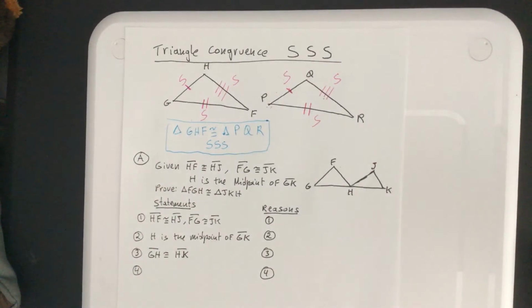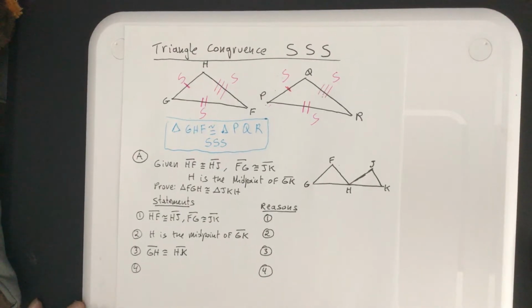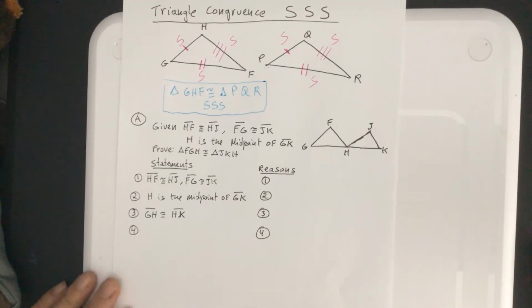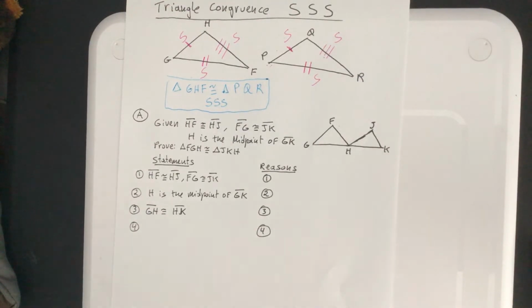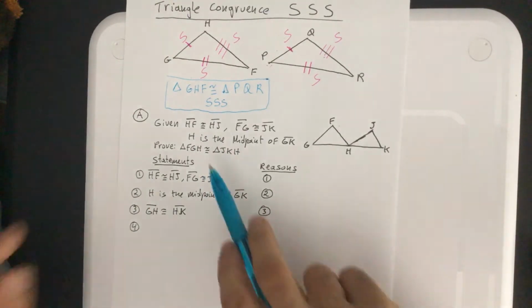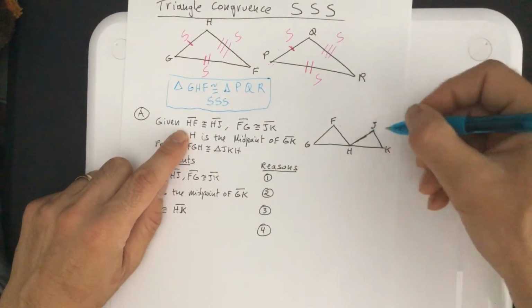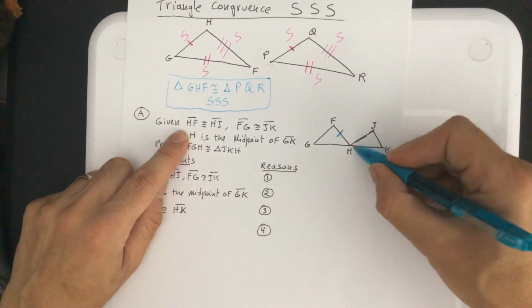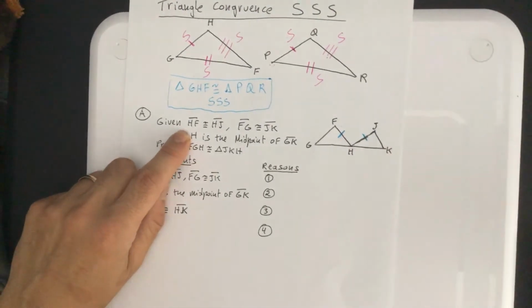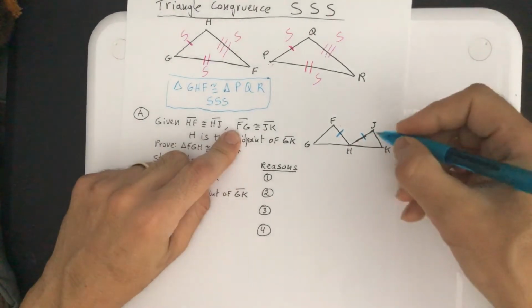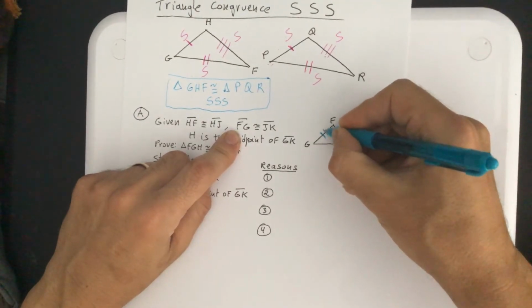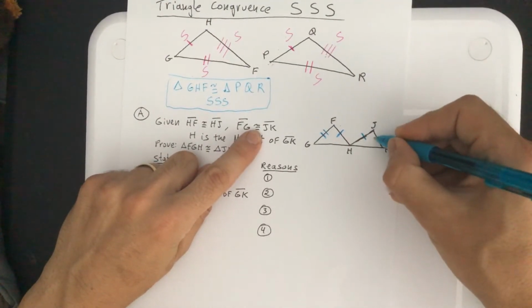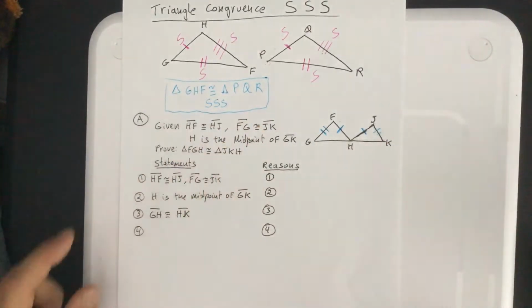Now let's do some proofs. Let's apply this knowledge to a proof. So now let's take a look at these two triangles here. They're giving you the following: given HF is congruent to HJ, this one over here, and FG, this side over here, is congruent to JK, to this one here.